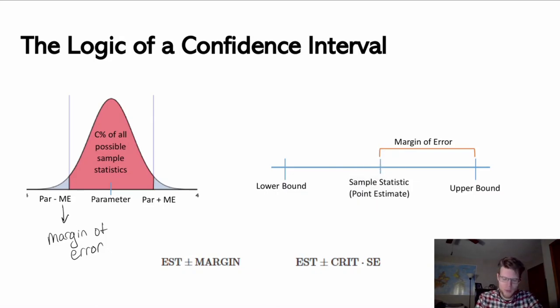So our sample statistic is our best estimate, or sometimes we call it a point estimate. So in this case, beta hat naught or beta hat 1 would be our point estimate. And then we would stretch out the margin of error in either direction from our point estimate and say that we should be C% confident that this interval around my point estimate should reach the parameter on one side or the other.